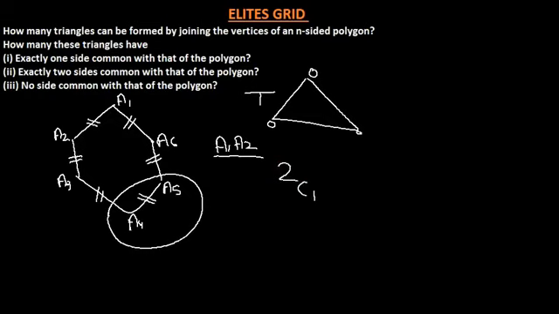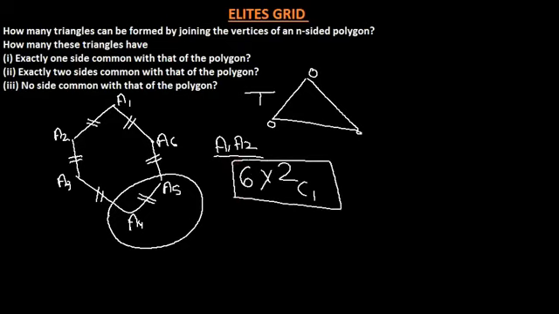So we can select A1 A2, or A2 A3, or A3 A4, A4 A5, A5 A6, A6 A1. That means the case will be the same for every side. That will be 6 into 2C1, which is the number of triangles.